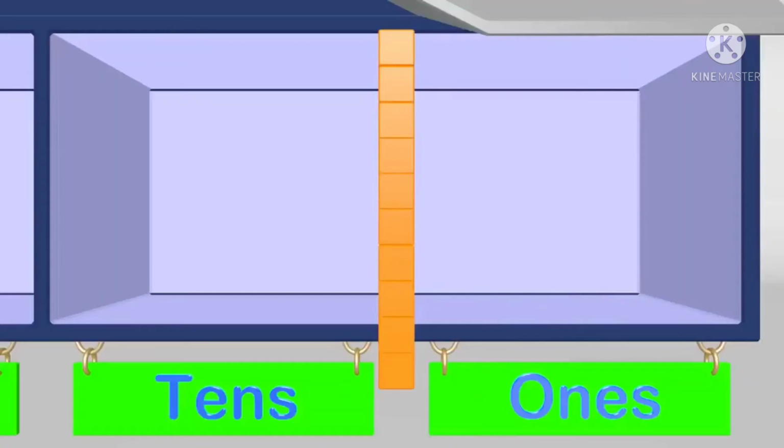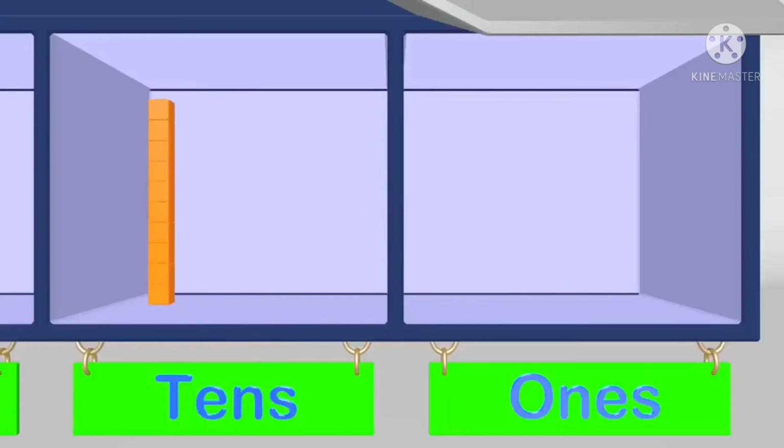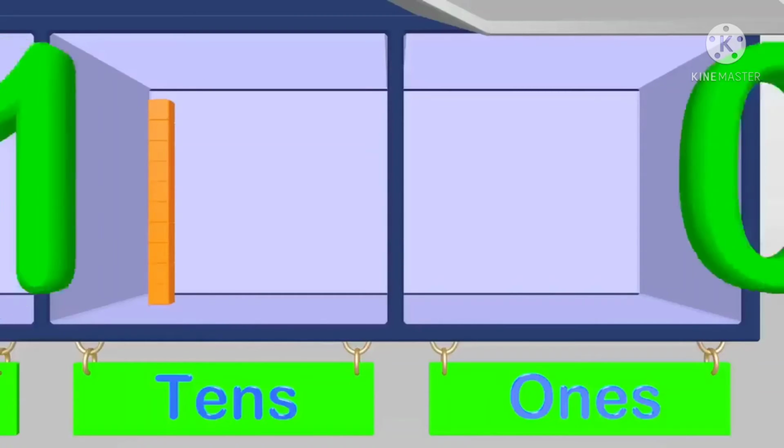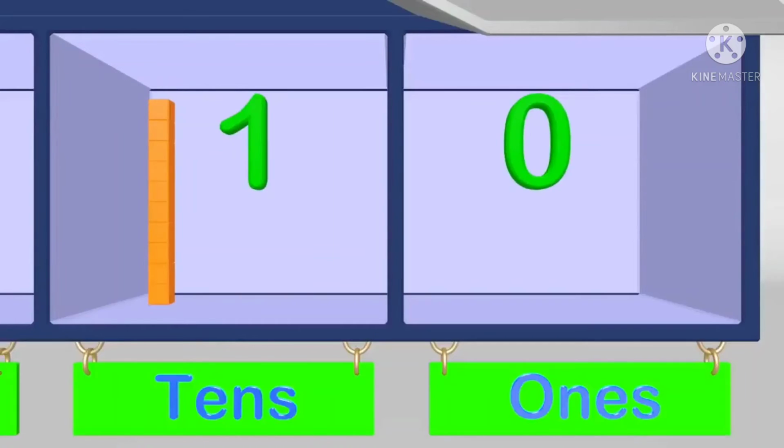This is a tens block. Can you tell me which room a tens block belongs in? It belongs in the tens room. You guys are amazing at this. We now know that when we have 10 ones blocks, it is grouped into a 10. The number 10 means 1 ten and 0 ones because there is nothing in the ones room.